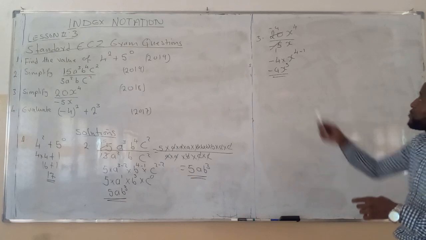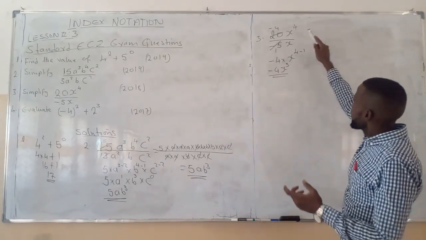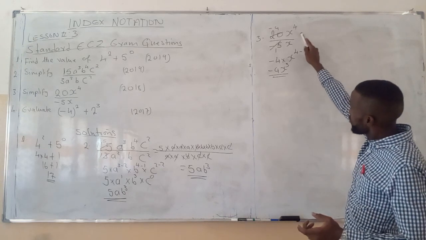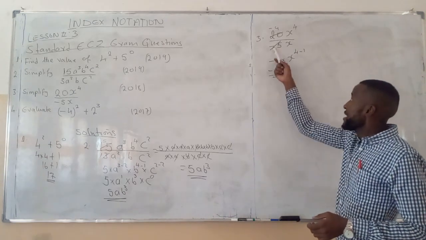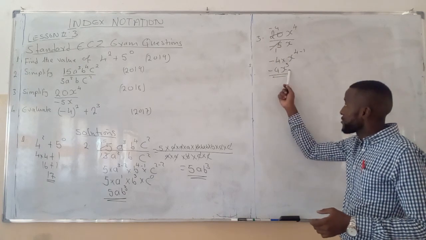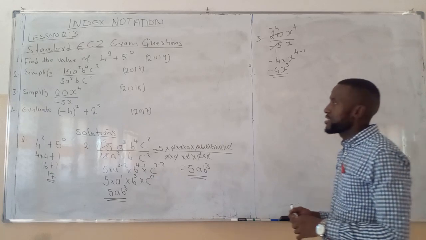If you want, you can expand the x values. Let x be 4 times like we did here, x times x times x times x, and then just cancel one x. You are going to have 3 x's remaining. And negative 5 into 20 gives negative 4, so it will be negative 4x to the power 3. And you are done. That is how you answer this question.